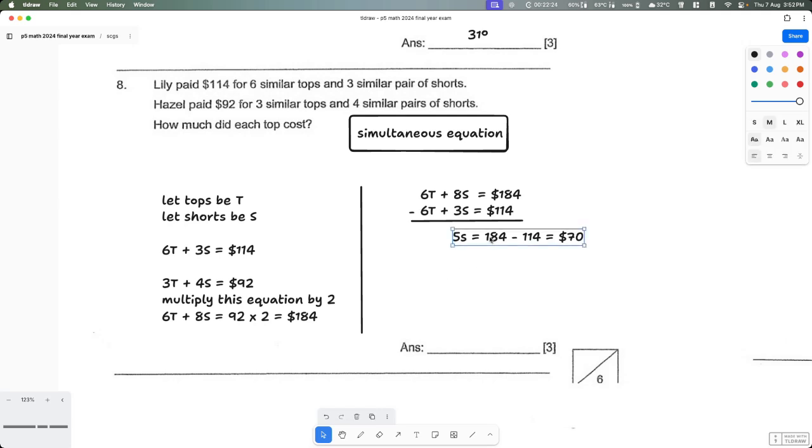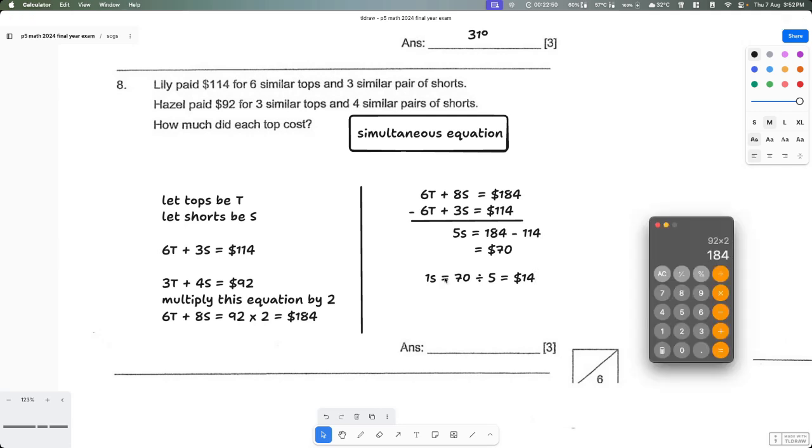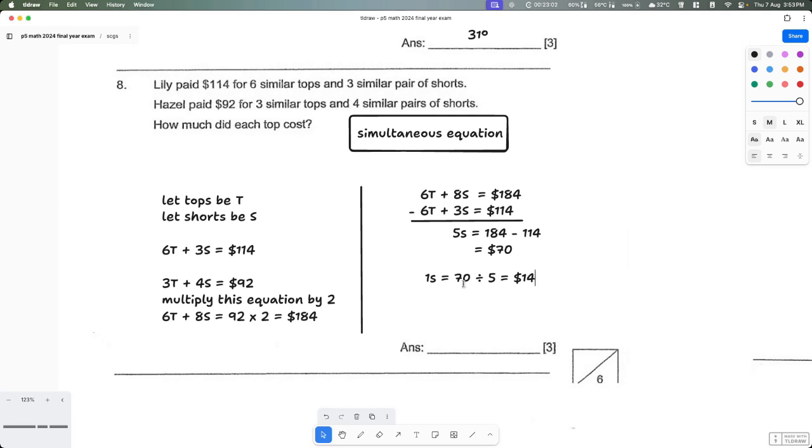Okay, so yeah, this is the whole equation. Let me see if I can do this. 5S equal to $70. So that means 1S is equal to 70 divided by 5. It should give us $14. Right, so let's double check. 184 minus 114, so 92 multiplied by 2, and 70 divided by 5, $14. Okay, so now we know 1S is $14.